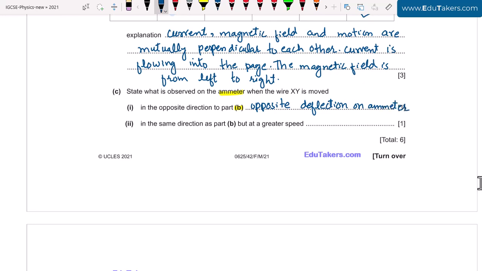Part 2. In the same direction as part B but at a greater speed. Now, we have increased the speed. By increasing the speed there will be more current through the wire and the deflection on the ammeter shows the greater rate of current. So I write here: greater current.